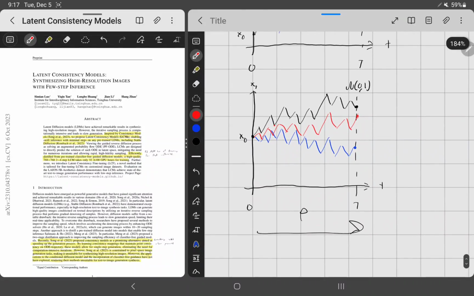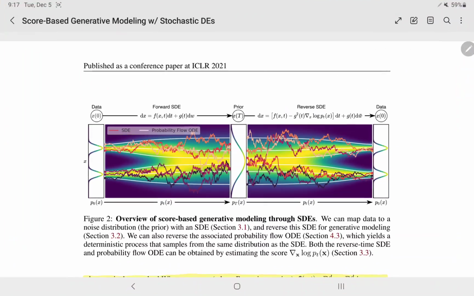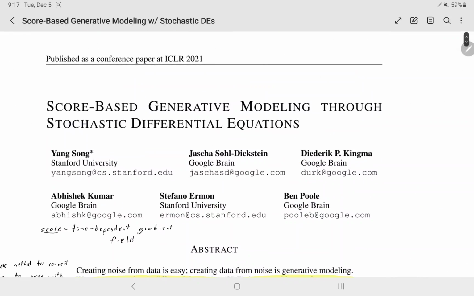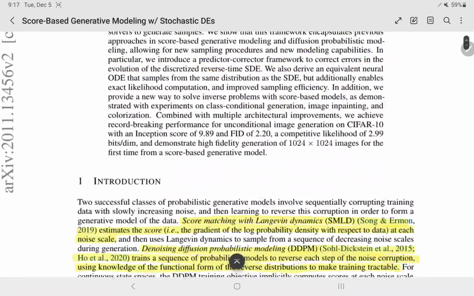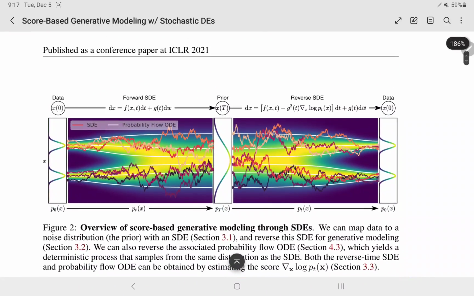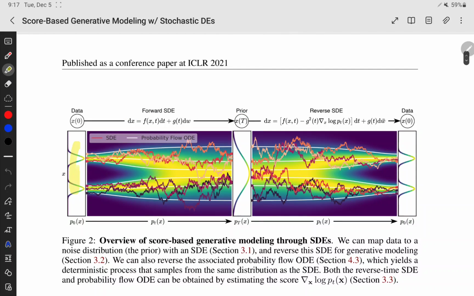Song had a good image. This is Dr. Song, Score-Based Generative Modeling through Stochastic Differential Equations, by Dr. Song. And he had a really good image right here. This image basically shows you have your data over here. And as you go forward in time, let me get out of this.